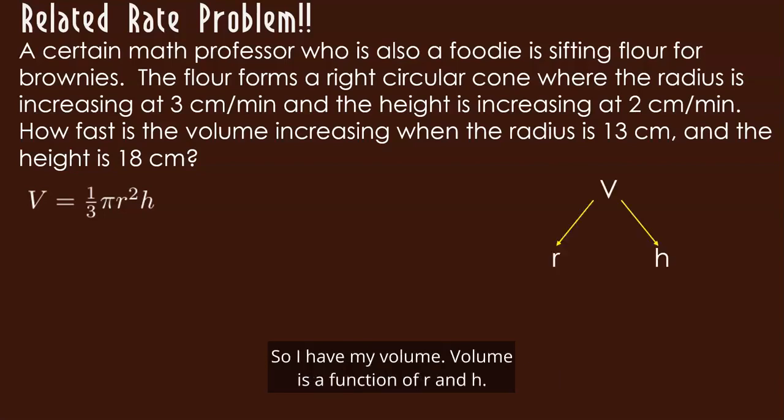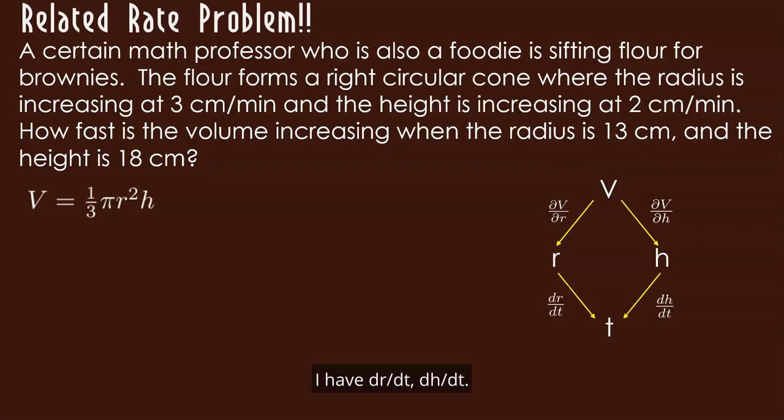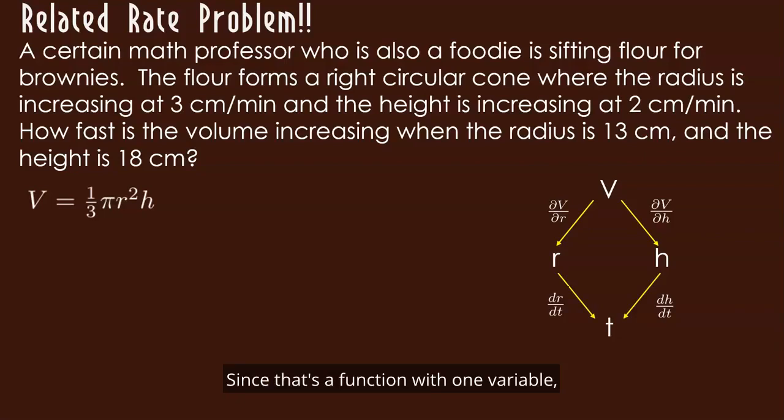Volume is a function of r and h. So I have partial of v with respect to r and partial of v with respect to h. Because v is a function of two things, I use partial instead of derivative. Now both r and h are functions of t. Since it's only one variable, I have dr dt, dh dt. I'm going to try to find the change in v with respect to t. Since that's a function with one variable, I'm looking at dv dt.